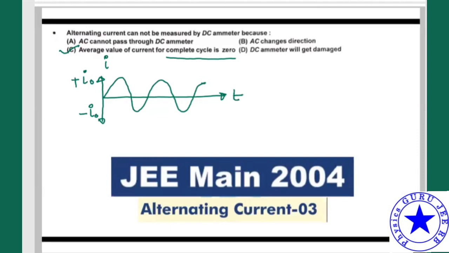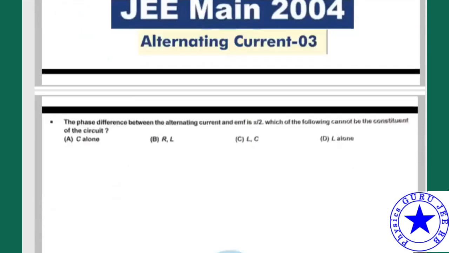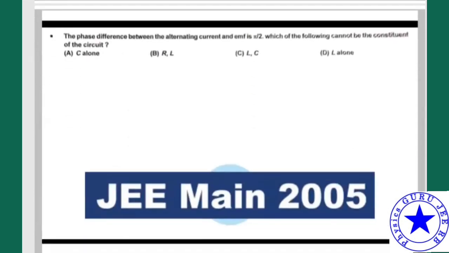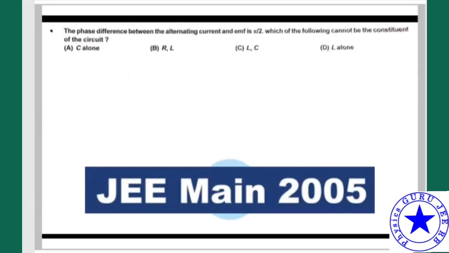Next, going to the next question, which was asked in JEE Mains 2005. The phase difference between the alternating current and EMF is pi by 2. Which of the following cannot constitute the circuit? Let me explain this one. The answer would be option B here.